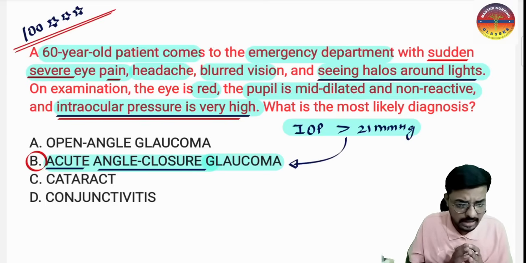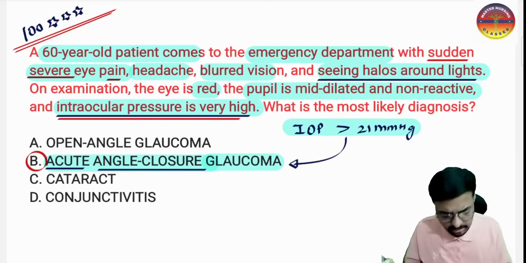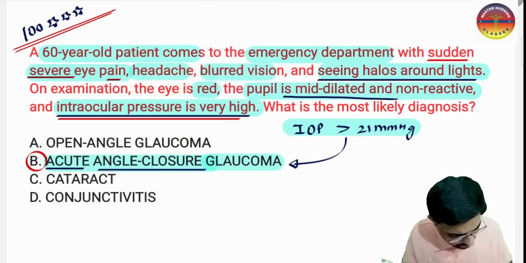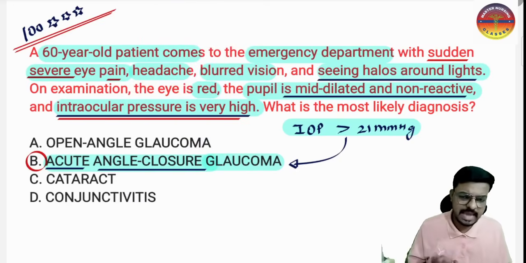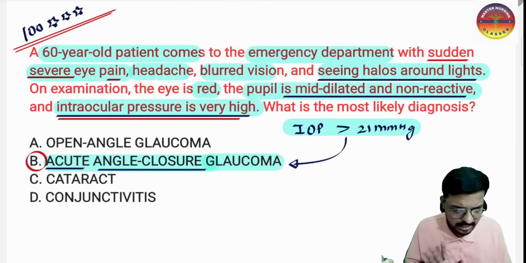Pupils are completely dilated here. Dilated pupils mean the angle is completely closed here. So the pupils are mid-dilated and non-reactive, which means the angle is closed here. This is acute angle closure glaucoma.